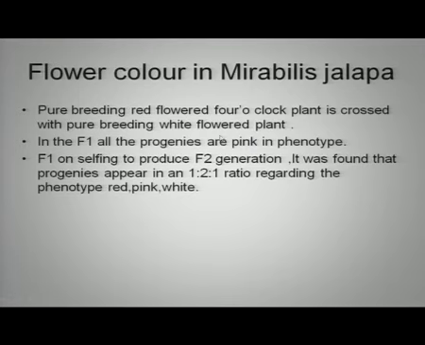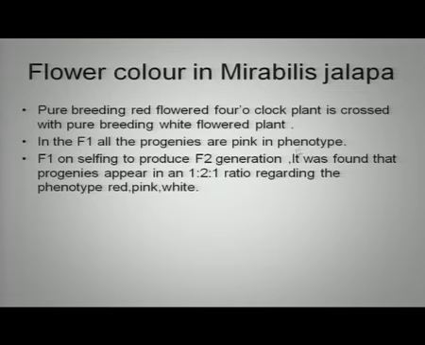In this section we have to learn about the flower color in Mirabilis jalapa as a typical example of incomplete dominance. A pure breeding red flowered 4 o'clock plant is crossed with a pure breeding white flowered plant. The F1 will neither produce red or white, but it will produce an intermediate phenotype, that is, all the progenies will be pink in phenotype.